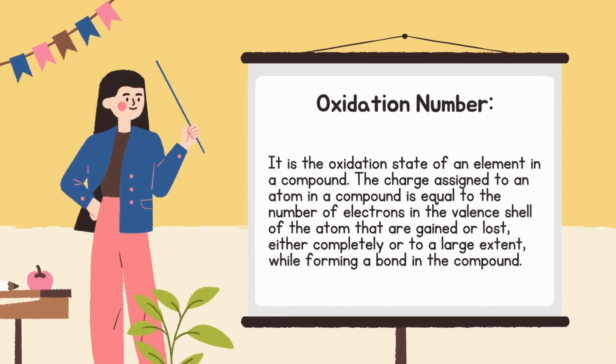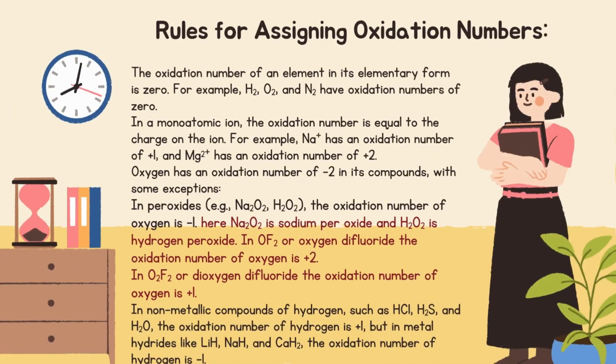Next is oxidation number. It is the oxidation state of an element in a compound. The charge assigned to an atom in a compound is equal to the number of electrons in the valence shell of the atom that are gained or lost, either completely or to a large extent, while forming a bond in the compound. Some rules for assigning oxidation numbers.